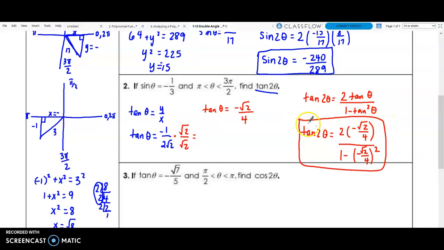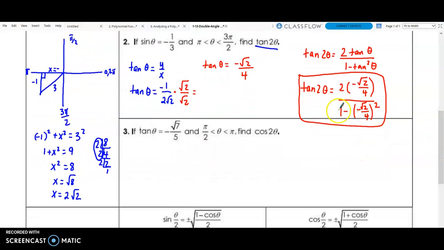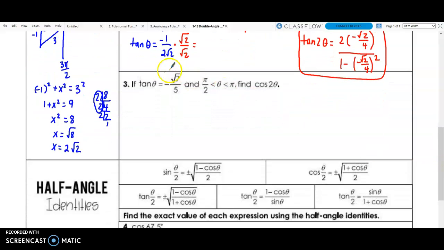If it has square roots in it, we want to find the exact value, so don't round anything. Don't plug it into your calculator. Just plug in the correct values where they go. And that's it. All right, the last example here, tangent of theta is negative square root of 7 over 5.